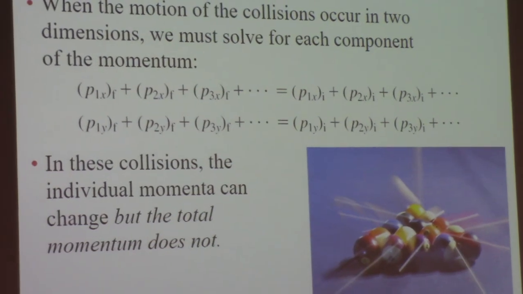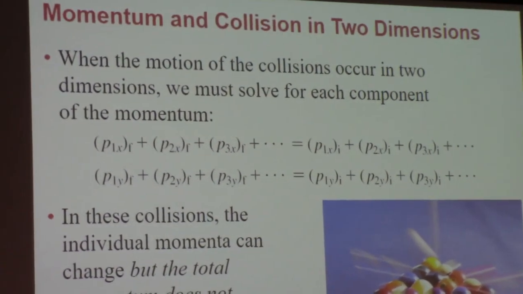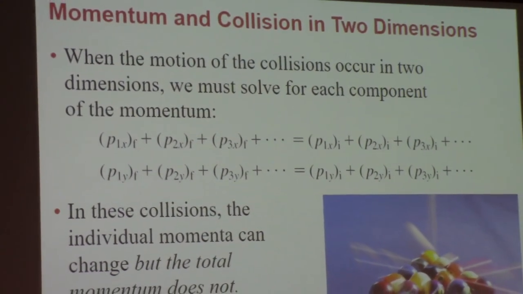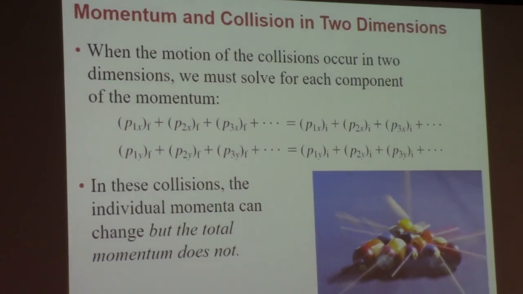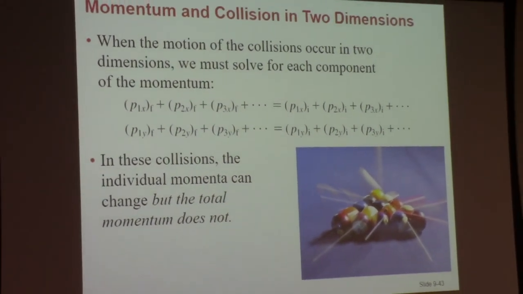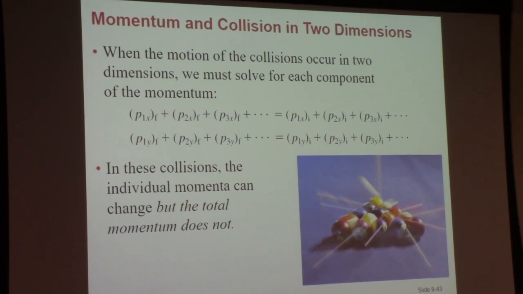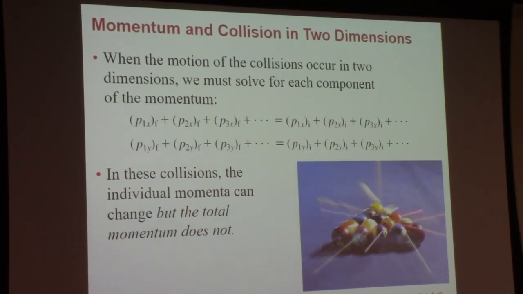So this slide just means the same thing that we've done before. These just take longer because there's two directions instead of one direction. So you've got to break this down into x direction and y direction information. So this first line here is just the initial momentum equaling the final momentum. This is for the x direction. This equation here is the same thing, but if you notice, it's for the y direction.